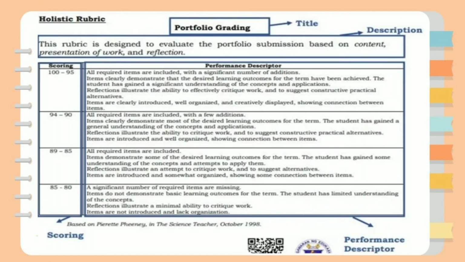So this is an example of a holistic rubric where you can see the different components: the title, the description, the scoring on the left side, and the performance descriptor. This rubric is designed to evaluate the portfolio submission based on content, presentation of work, and reflection.